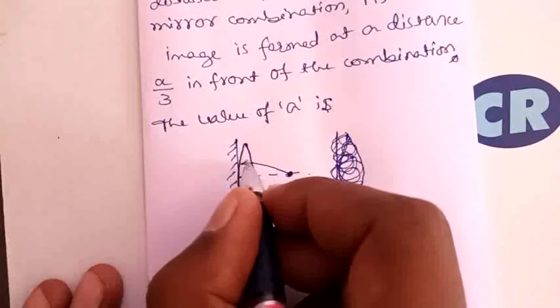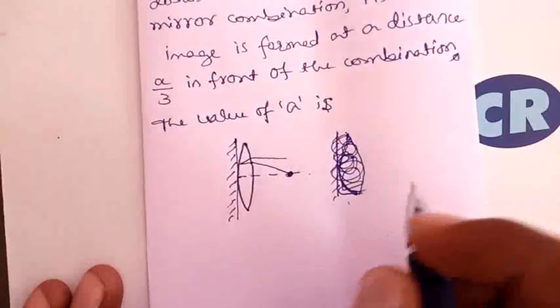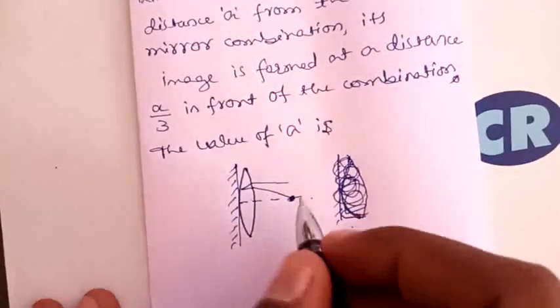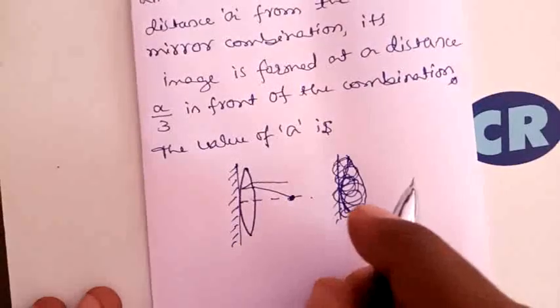Then a reflection takes place, and this reflected ray once again undergoes refraction. Means how many times will refraction be there? Two times refraction will be there. But how many times is reflection there? Only one time reflection is there.